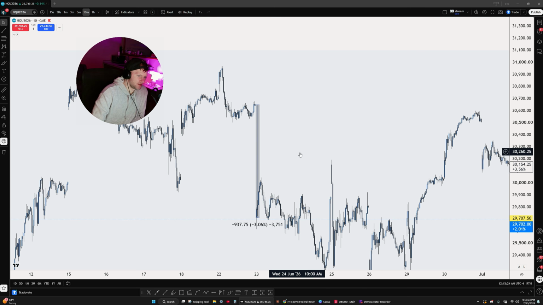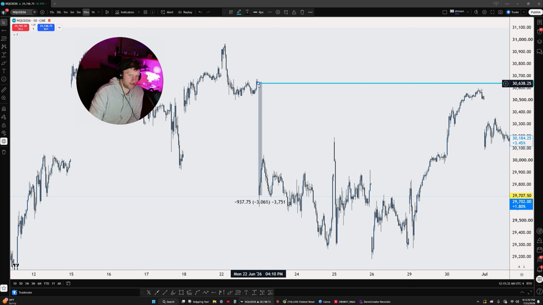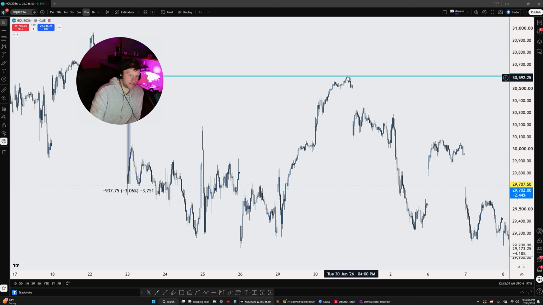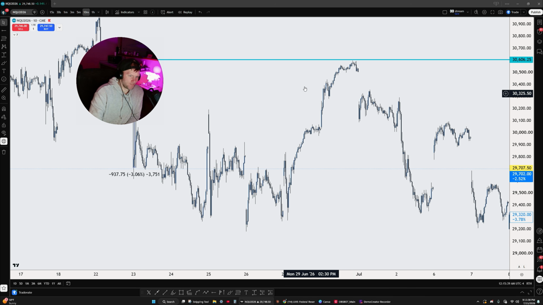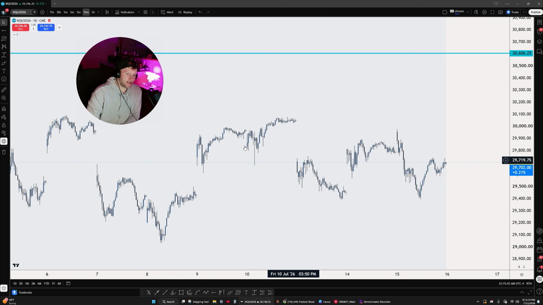And what you'll see here is price spent the next 2 weeks working its way back up and acting as a beautiful resistance point. And you can see right there, price eventually fills the gap and acts as a point of reference.